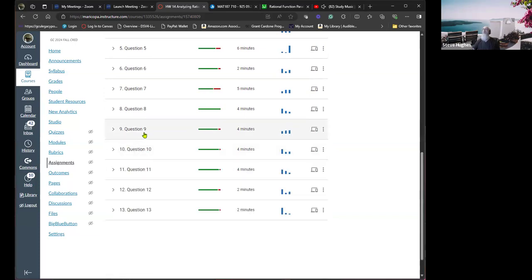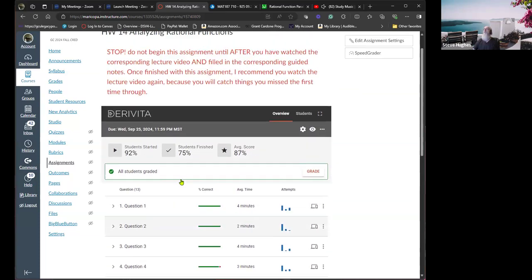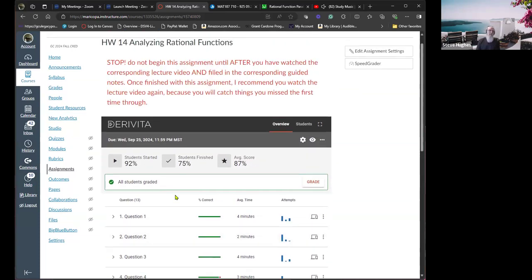So the most important thing here is you have that rule. That's what you need for this homework right here. This homework number 14, you need to have the rules for what defines the asymptotes.